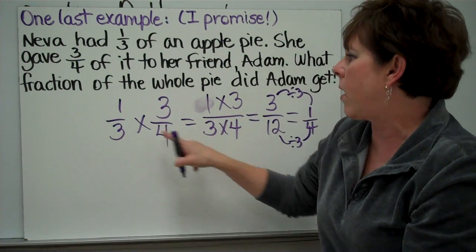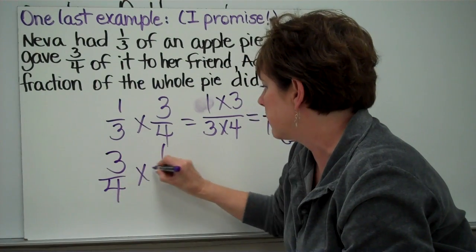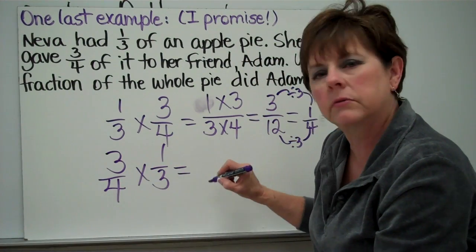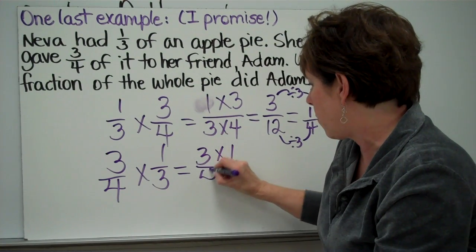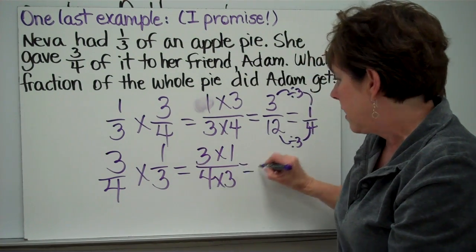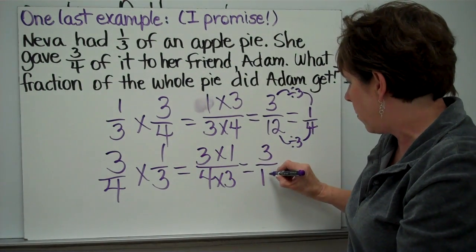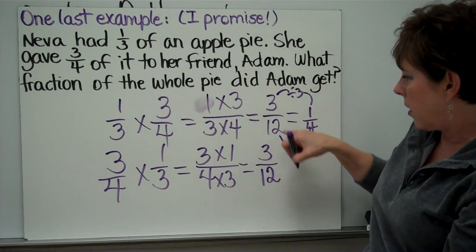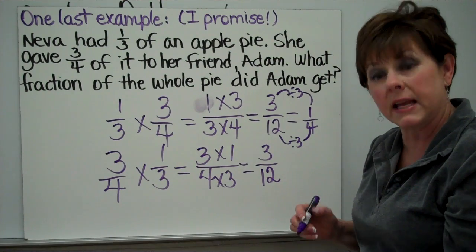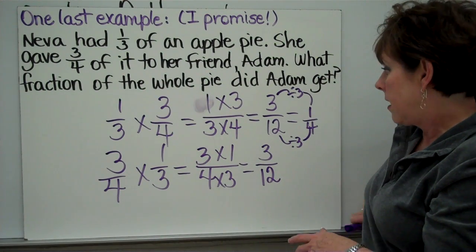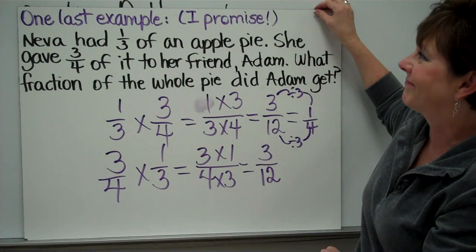So you might be thinking, what if I change this? What if I said 3/4 times 1/3? Will I get the same answer? Let's check. 3 times 1 and 4 times 3. 3 times 1 is 3. 4 times 3 is 12. I still got 3/12, which is still going to be simplified to 1/4. So yes, it doesn't matter what order you put it in when you multiply.